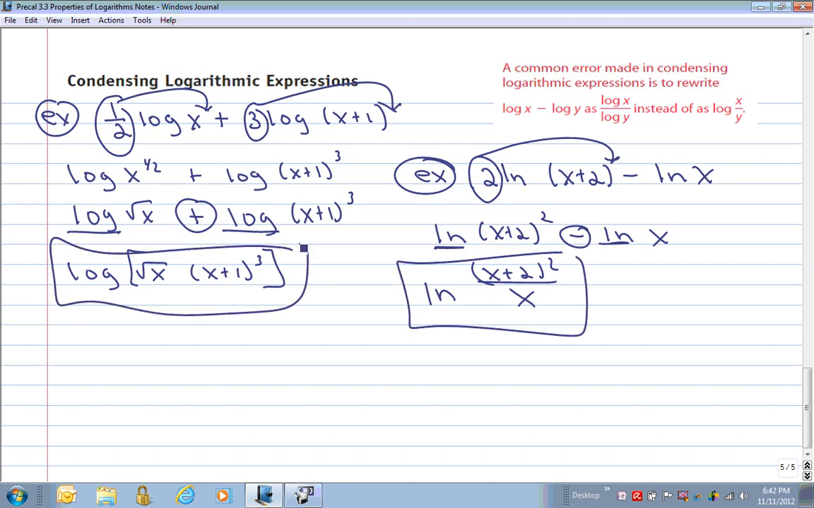All right. Again, I think you get this. I've got a little note up here that I think you want to pay attention to. A common error made in condensing logarithms is to rewrite log x minus log y as log x over log y, instead of log in the front and then x over y. In condensed form, there's only one logarithm in your problem when you condense them.